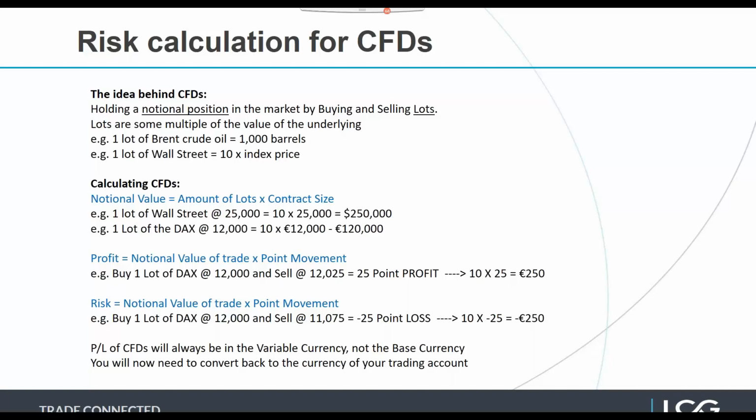As an example, one lot of Brent crude oil is 1,000 barrels. One lot of Wall Street, which is the CFD for the Dow Jones, is just 10 times the index price, the stock index, which in this case is our pricing of the Dow Jones that we call Wall Street. So that's what a lot is, and that can help determine, based on the size of what you're trading, what the notional value is. Say you're trading 10 lots, how much is that? You're trading 25 lots, how much is that actually worth when you're trading these different things? The notional value is the number of lots times the contract size.